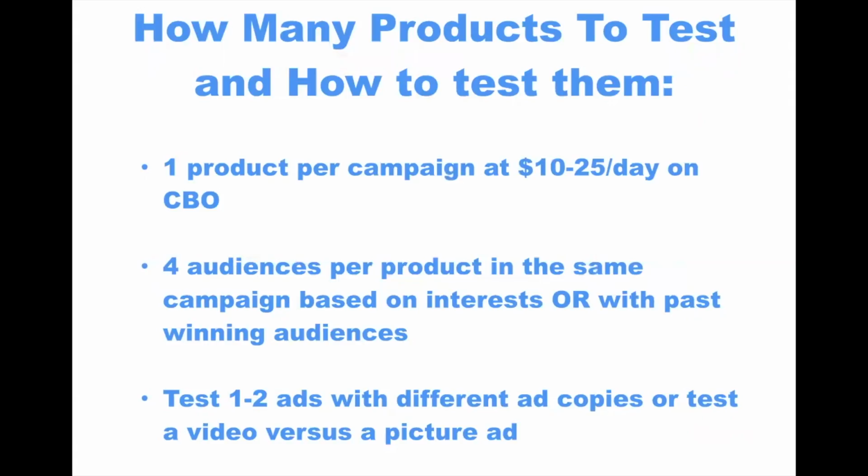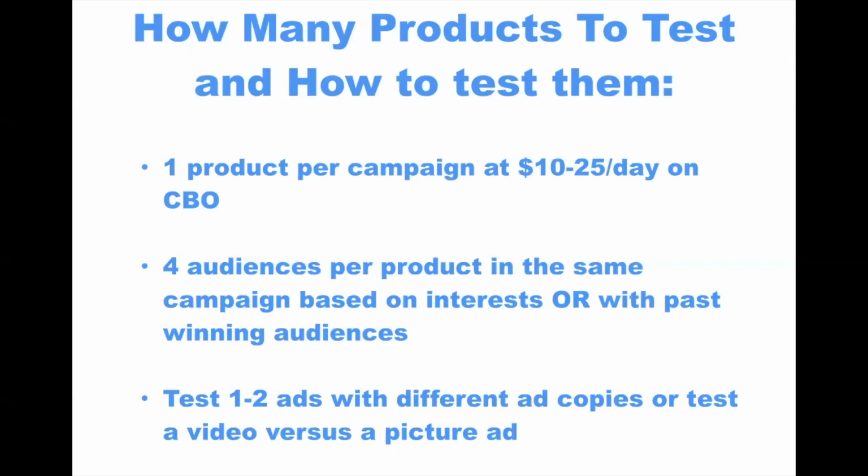4 audiences per product in the same campaign, based on interest or with past winning audiences. Obviously, if you're just starting out, or you have some sales but not more than 100 sales, and I would say 100 sales is a good number, then you want to test 4 audiences per product in the same campaign based on interests, behaviors, brands, people. If you want to learn about targeting, you can check out the targeting modules or the masterclass. I basically lay out all the targeting that I use.